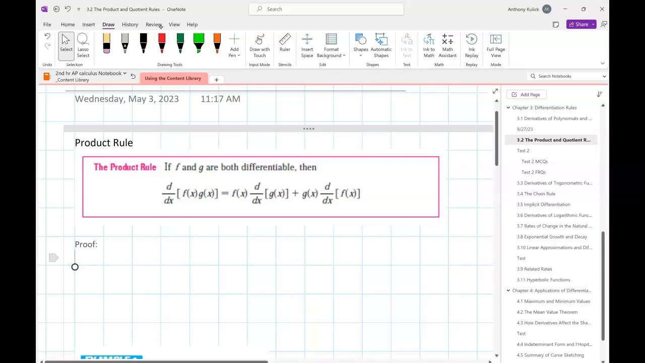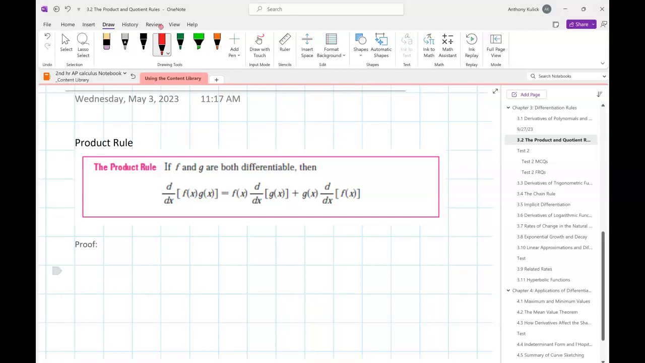How are we going to prove this? We'll do specific problem examples in just a second. But how would I prove this? I use the definition of a derivative, aka we're doing limits. Just to prove it, not to do it that way.